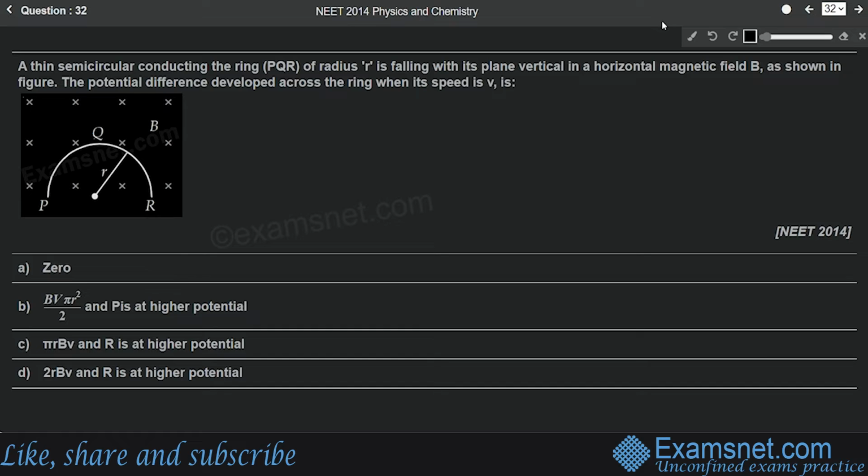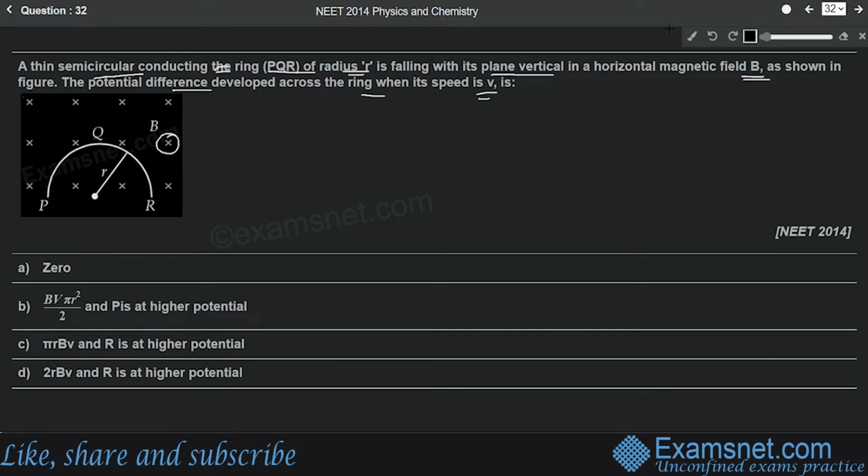Question number 32 is from the chapter Electromagnetic Induction, and the question is, a thin semicircular conducting ring PQR of radius r is falling with its plane vertical in a horizontal magnetic field B as shown in the figure. The potential difference developed across the ring when its speed is V is. Okay, so the magnetic field is horizontal. It is shown by the cross sign, that means it is inside the plane.